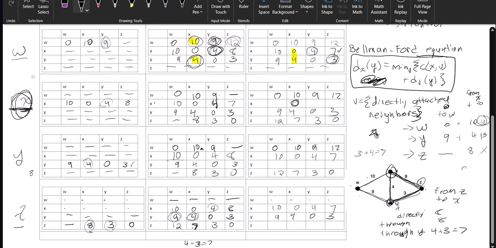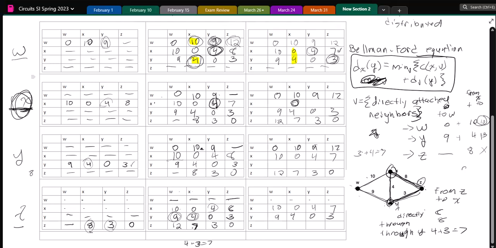What if we went through y? The cost from y to w is 9. Our cost to get to y is 4. 9 plus 4 is 13. That's not less than 10. What if we went through z? Well, that's not going to be less than 10 because the cost to w from z is 12, which is already more than 10. So that's going to stay 10.